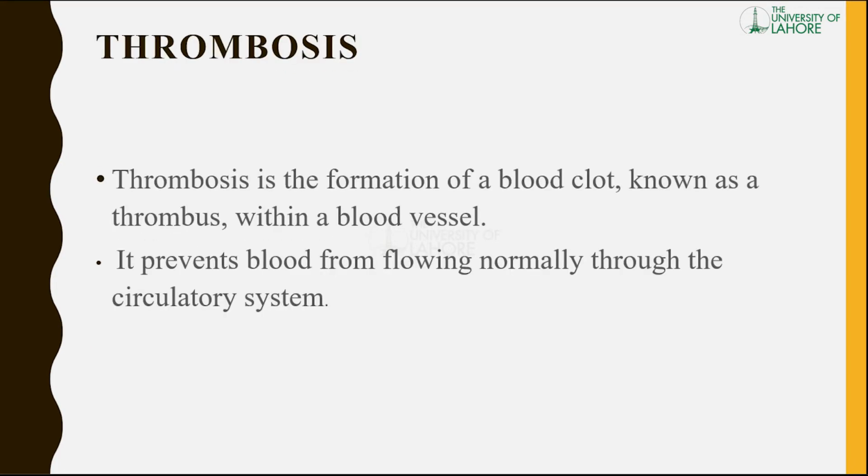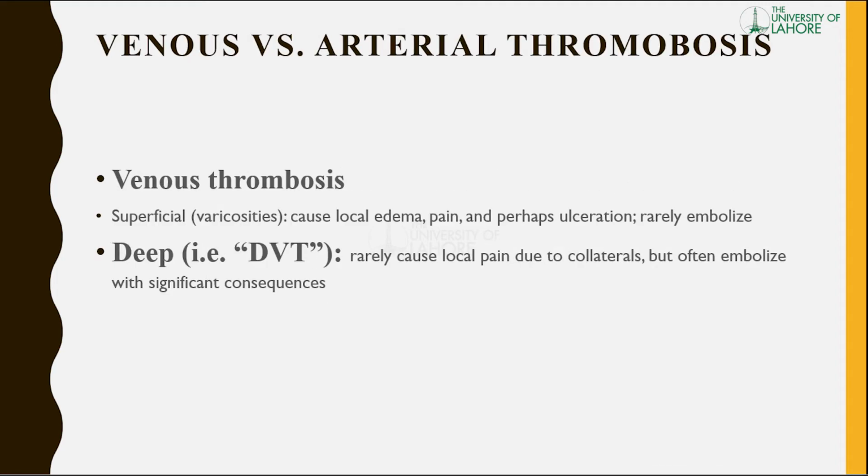Thrombosis. Thrombosis is the formation of a blood clot, known as a thrombus, within a blood vessel. It prevents blood from flowing normally throughout the circulatory system. Venous and arterial thrombus. Thrombus has two types, venous and arterial. First of all, I am going to discuss what is venous thrombus. Venous thrombus may be superficial and deep venous thrombus.